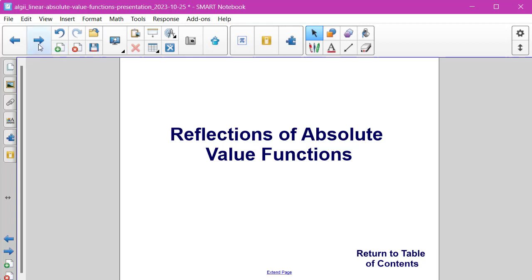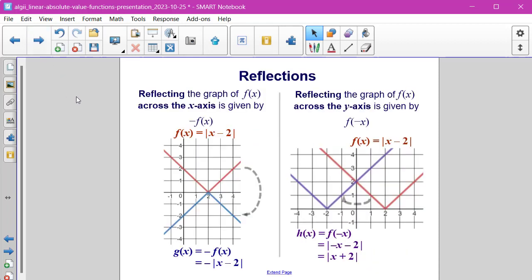Reflections of absolute value functions. When reflecting the graph of an absolute value function, f of x, across the x-axis, it's given by negative f of x. So if we have the absolute value of the quantity x minus 2, and then we reflect it over the x-axis, our new function g of x becomes negative f of x, or negative absolute value of the quantity x minus 2.